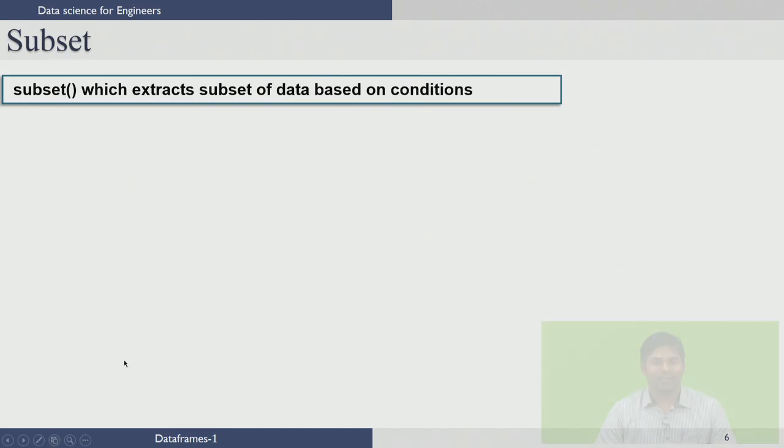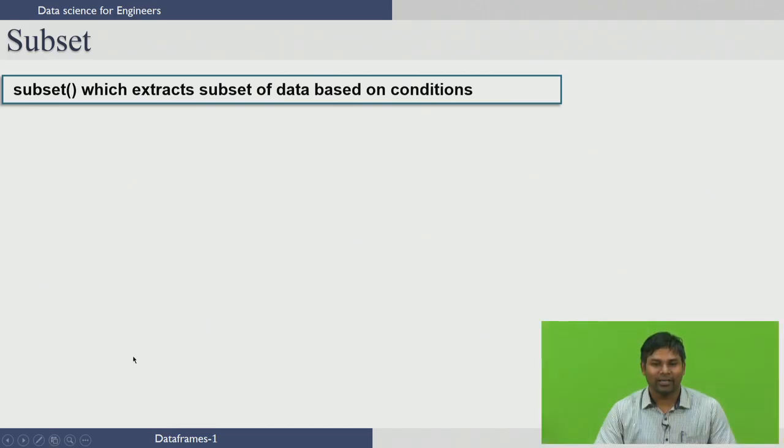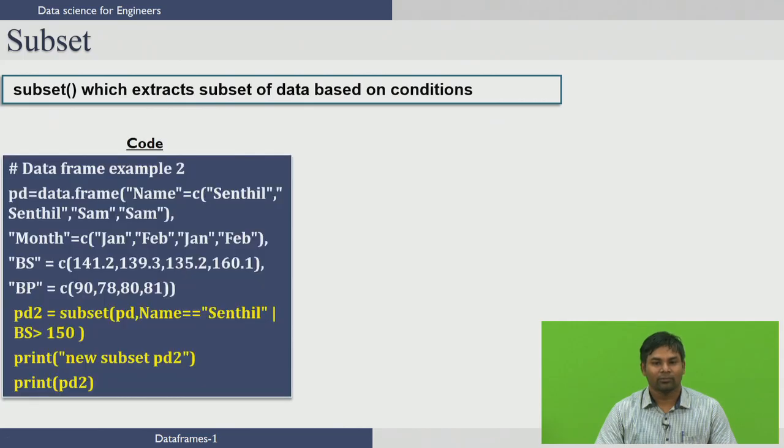Sometimes you will be interested in selecting a subset of the data frame based on certain conditions. So, the way you do it is you should have the conditions based on which you have to select the data frame, and you should also have a data frame. Once you have them, you can use the command subset to get the subset of the data frame. Let us illustrate by an example.